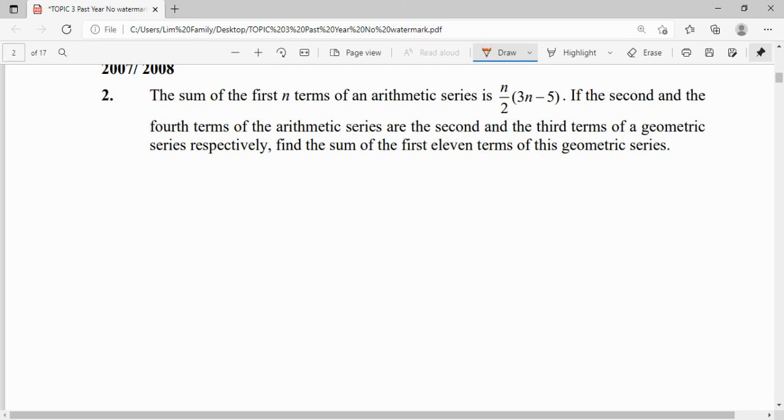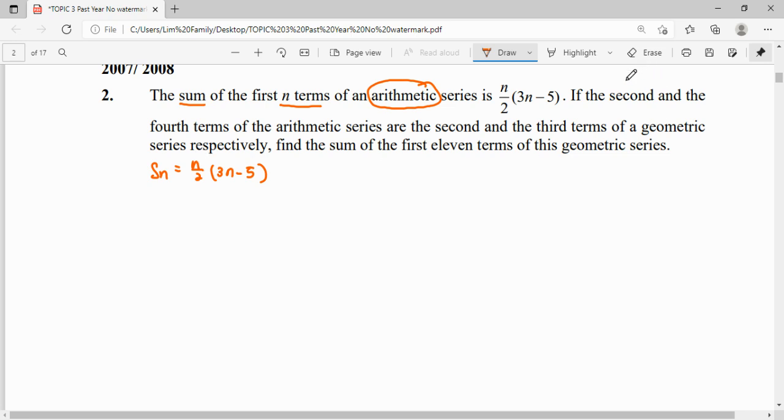So for question 2, we are going to read out this question and get some important information here. The sum of the first n terms means it is Sn of an arithmetic series. So we are going to apply the arithmetic formula here, which is n over 2, 3n minus 5. So this is our first sentence and first information given.